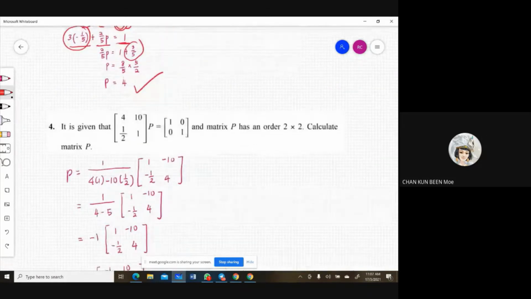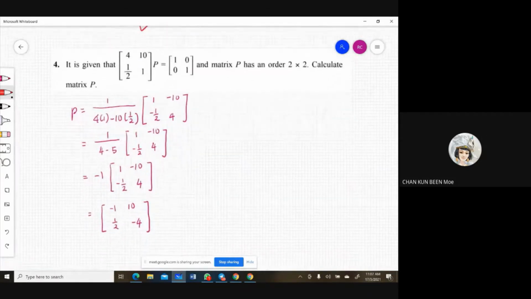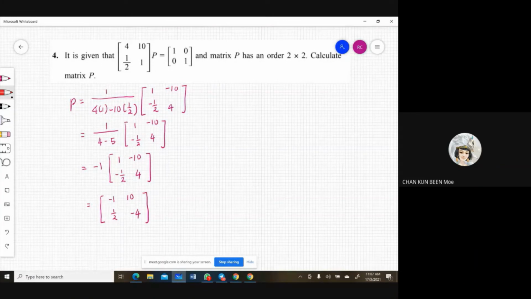Okay, next for question number 4 here, it is given that the matrix multiplied by p is equal to the identity matrix, and matrix p has an order of 2 times 2. So calculate matrix p, this one.